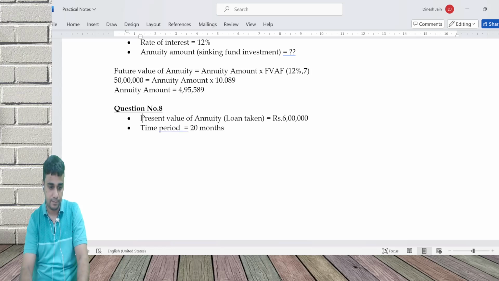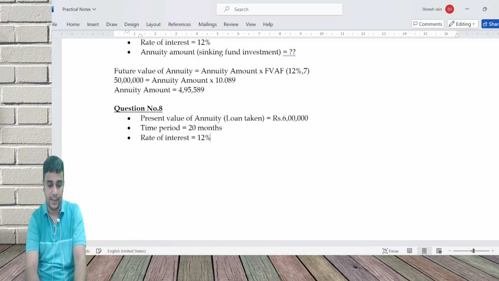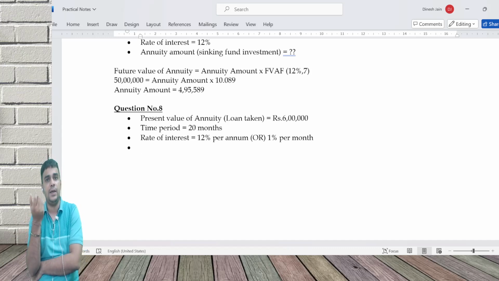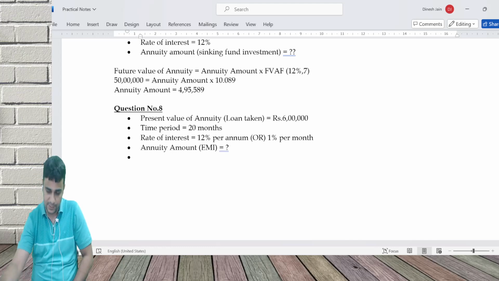Next, time period, 20 months. Rate of interest. Now listen, 12% doesn't really help me because I have to pay every month. Means you have to tell me month per month what is the interest. So 12% per annum, or for how much per month? 1% per month. If you are doing monthly calculation, do per month. If you're doing quarterly calculation, do per quarter. If you're doing half yearly calculation, do per half year. Whatever you are doing, you will have to do the respective calculation. Next, annuity amount, in bracket EMI, is the question mark. Annuity amount is basically the EMI.